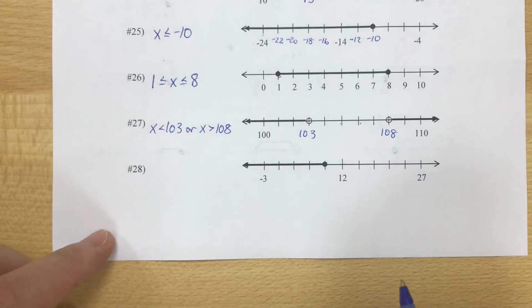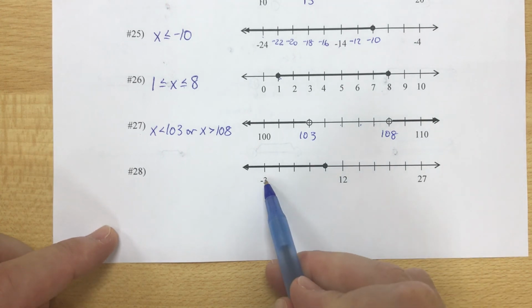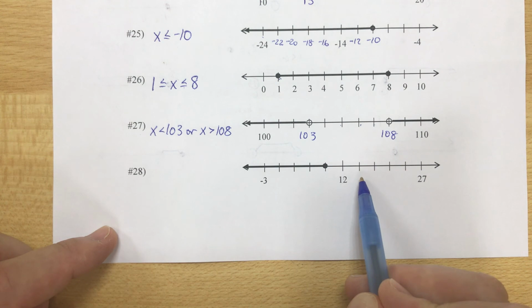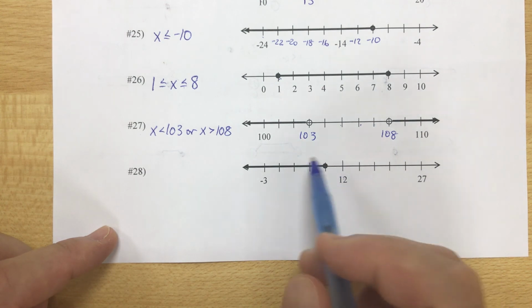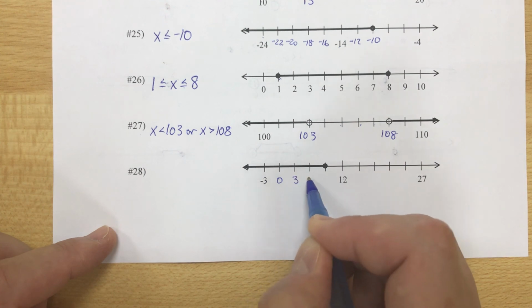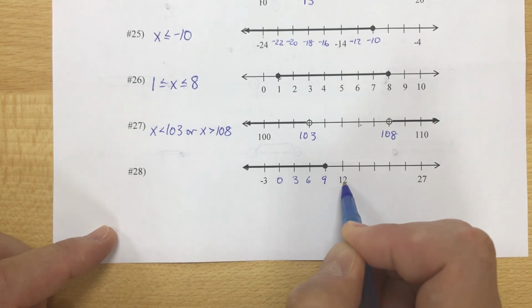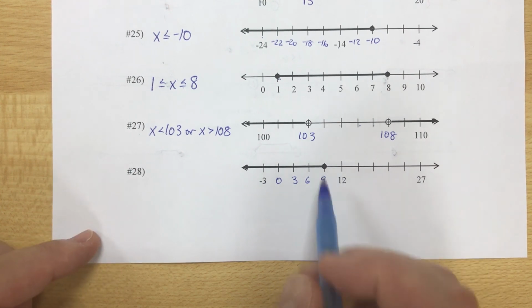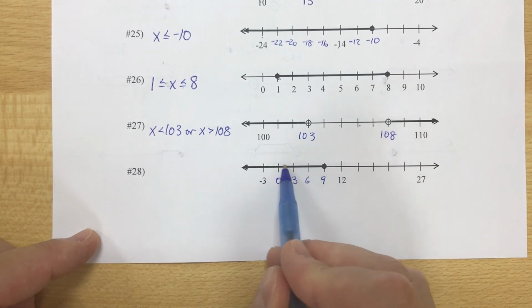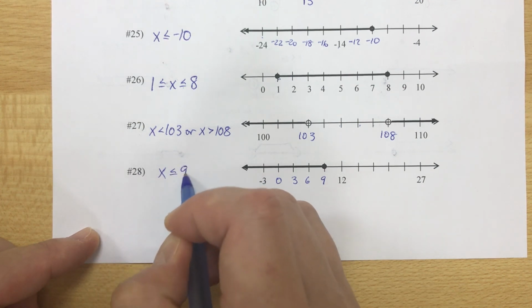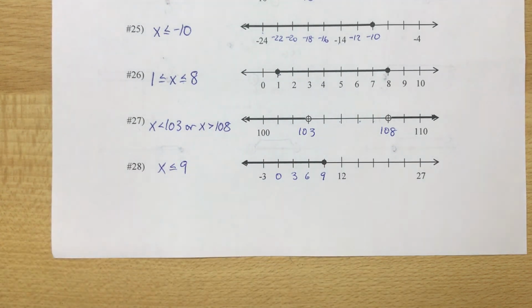And then finally, the last problem here. Now this looks like we're going up by threes. Negative 3, 0, 3, 6, 9, 12. Yes, that's going to work. So this number is 9. We're shading left, which is less than. So we can say x is less than or equal to positive 9. And that is the end of the notes.